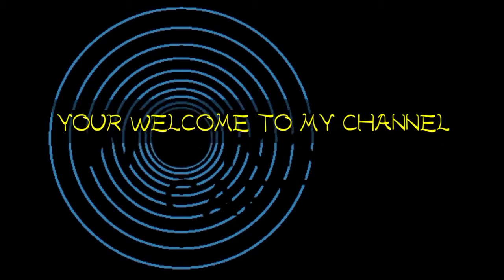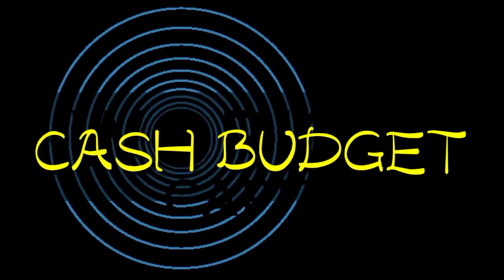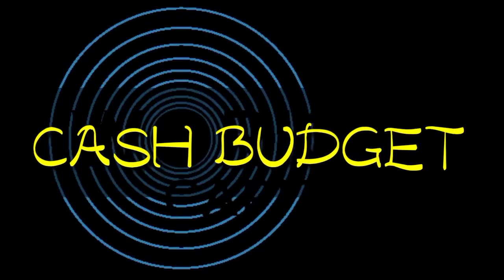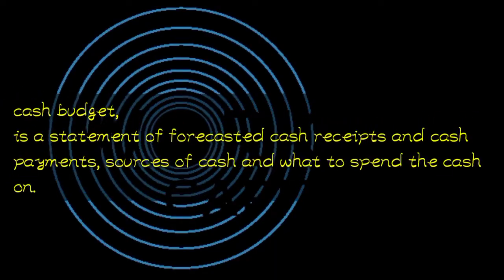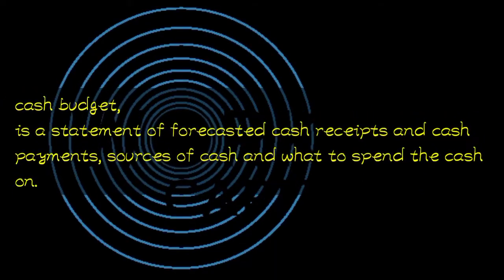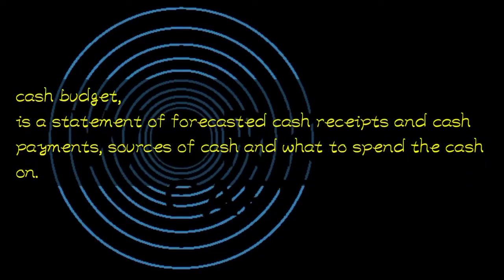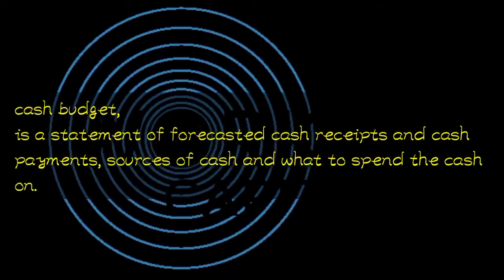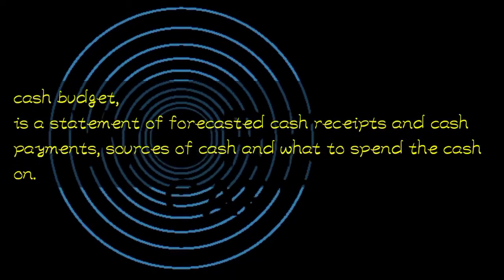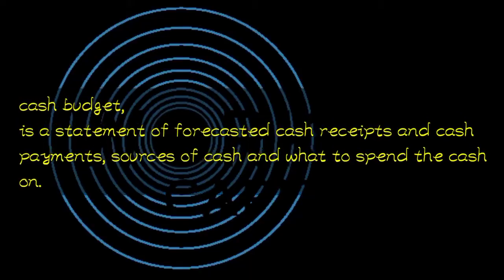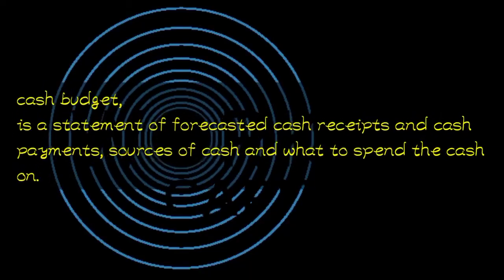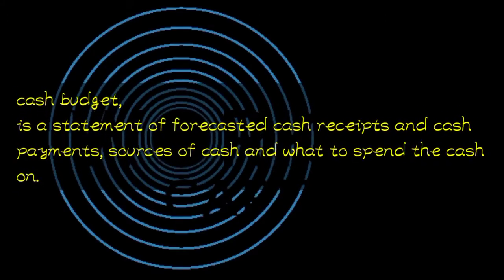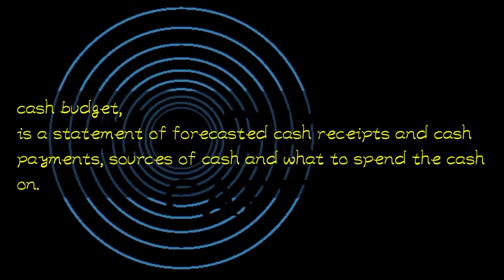In this video, we are going to be handling cash budget in working capital under cash management. Cash budget. The definition: cash budget is a statement of forecasted cash receipts and cash payments, sources of cash, and what to spend cash on. It's a forecasted statement, so it's an estimation of what you're going to receive and what you're expecting to pay in future. That's what cash budget is all about.